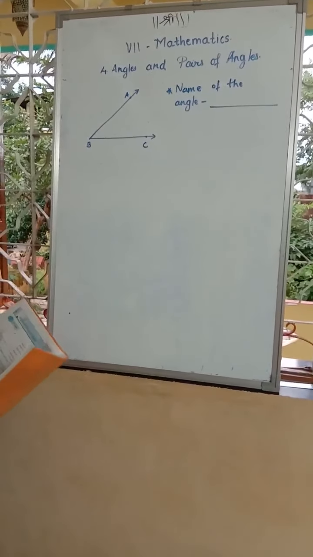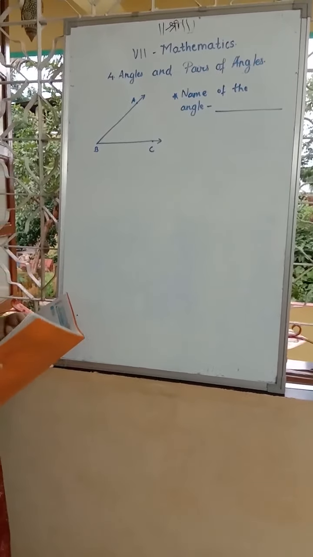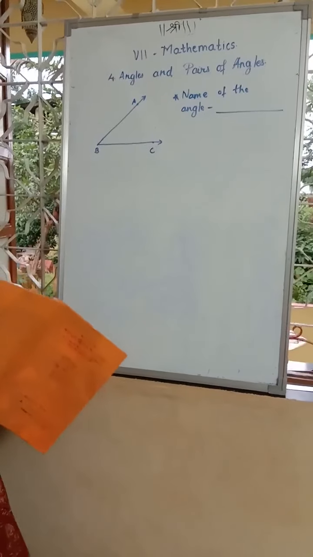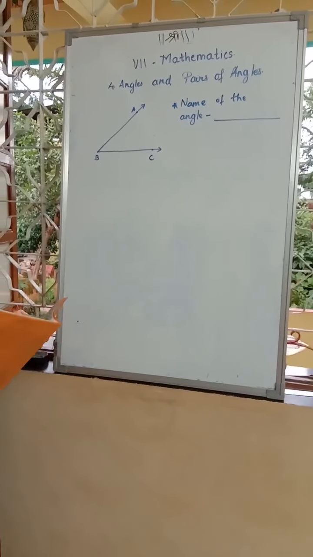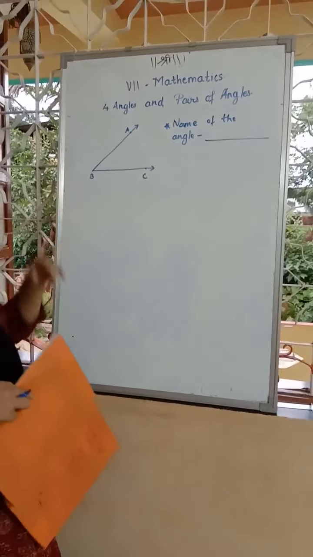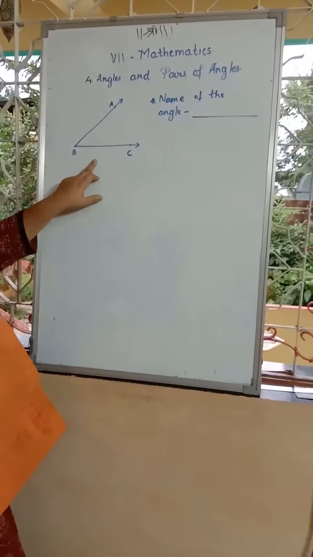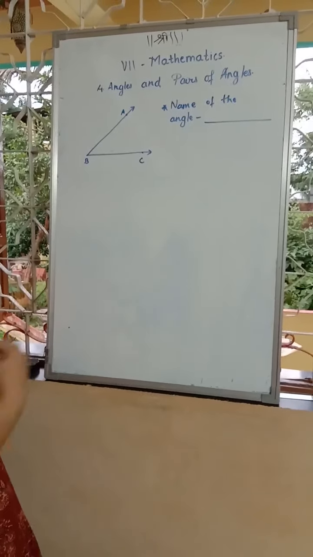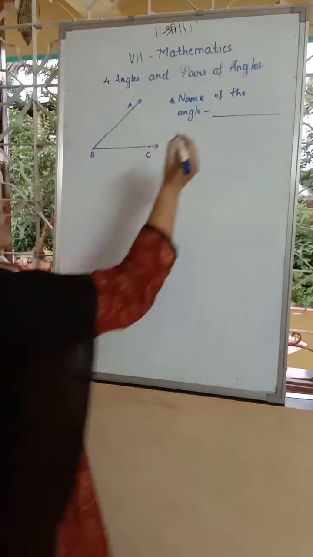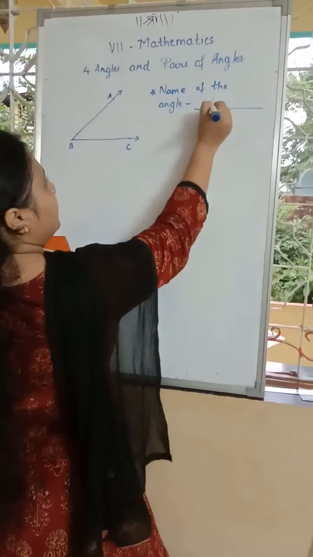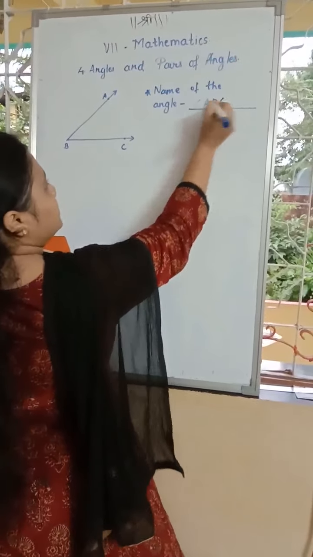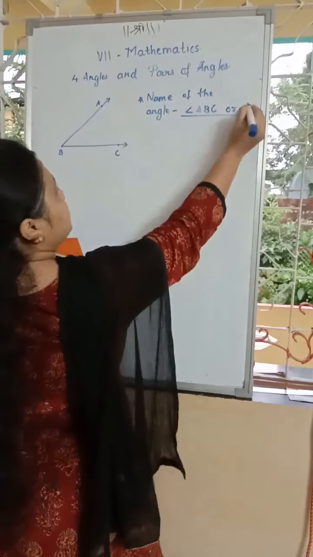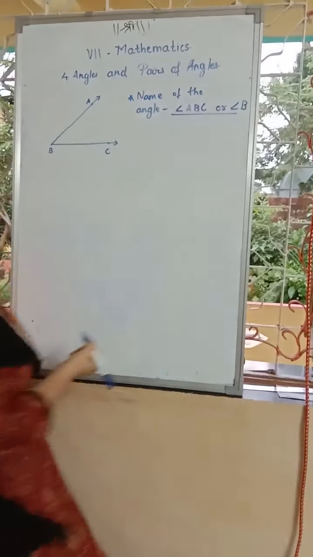We are just recalling. Look at the figure and write the name of the angle shown alongside. What is the name of this angle? Yes, the name of this angle is angle ABC, or you can say angle B.